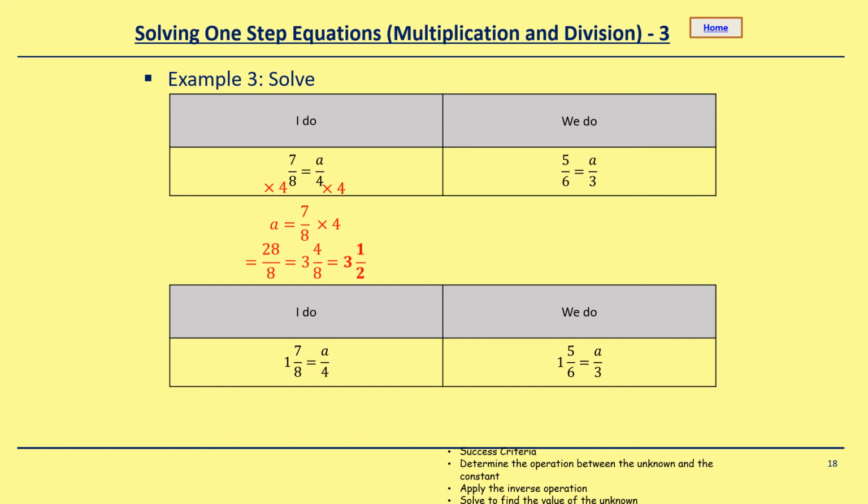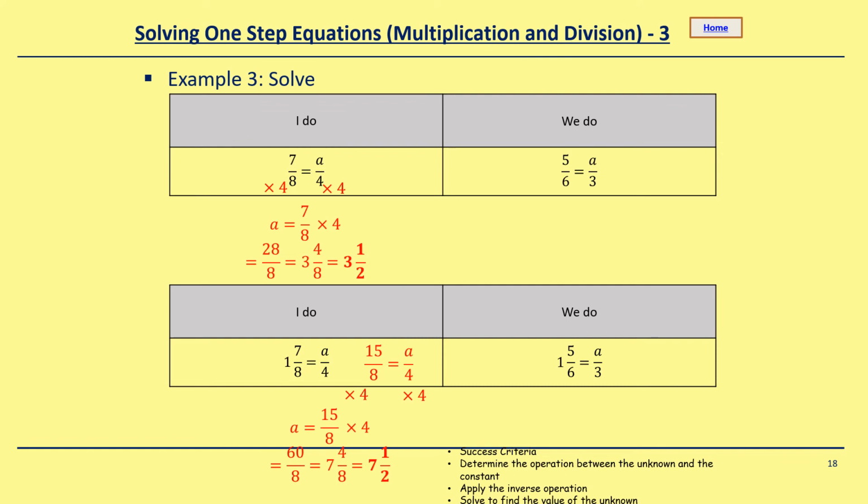This one here is 1 and 7/8 equals A over 4. We need to turn this into an improper fraction by multiplying 8 by 1 and adding 7. So we get 15 over 8 equals A over 4. Now we can solve it. We can multiply both sides by 4. So we get 15 over 8 times 4, which is 60 over 8. And 8 sevens are 56 with 4 left over. So 7 and 4/8, which is 7.5.